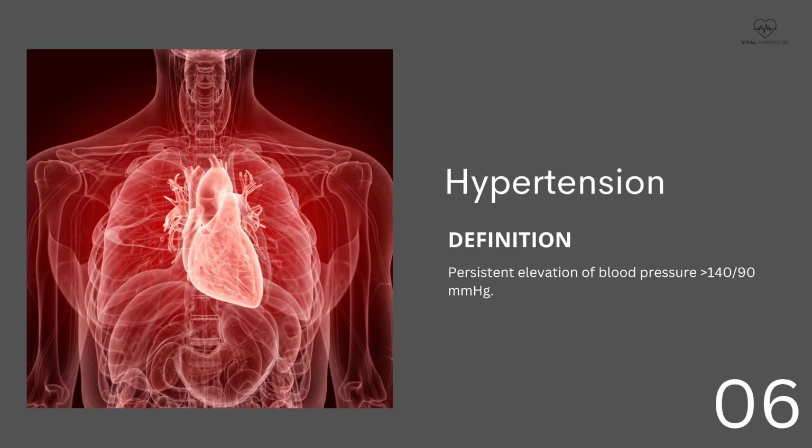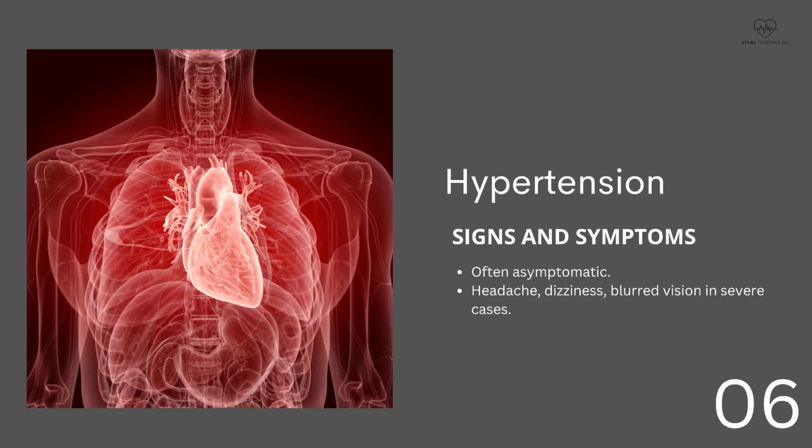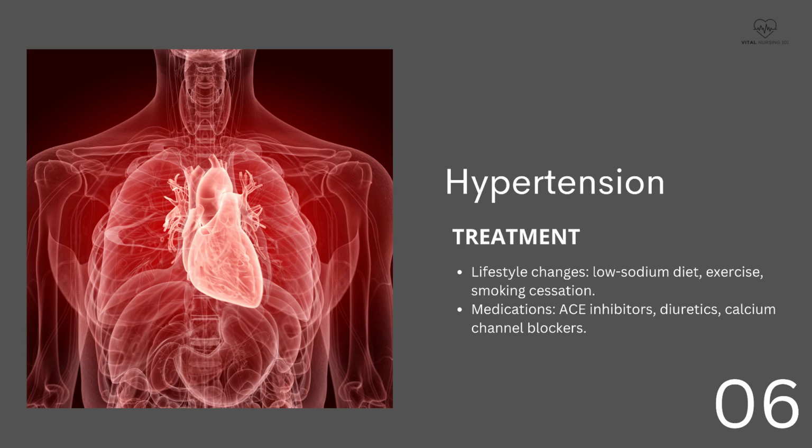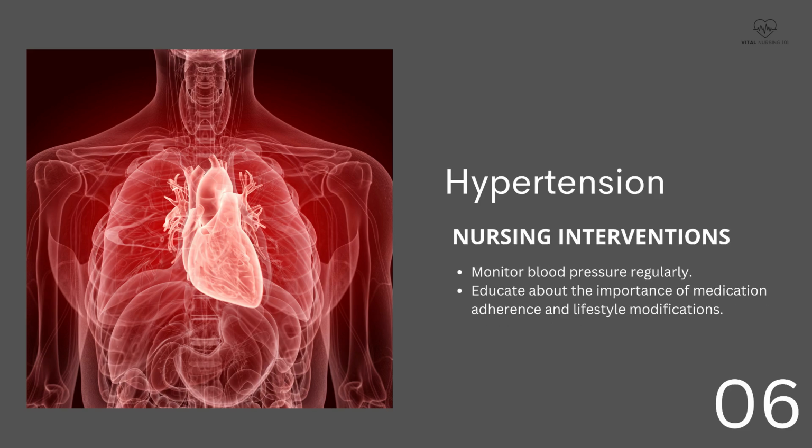Hypertension. Hypertension is the persistent elevation of blood pressure more than 140/90. Signs and symptoms are often asymptomatic but may include headache, dizziness, and blurred vision in severe cases. Treatment includes lifestyle changes such as a low-sodium diet, exercise, and smoking cessation, as well as medications. Medications used are ACE inhibitors, diuretics, and calcium channel blockers. Nursing interventions are to monitor blood pressure regularly and educate about the importance of medication adherence and lifestyle modifications.